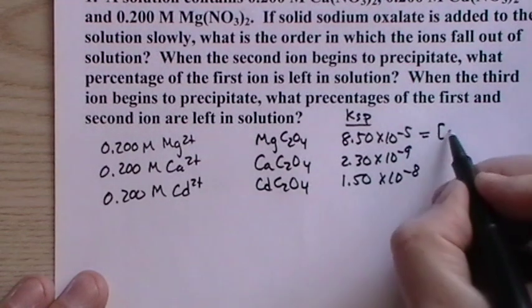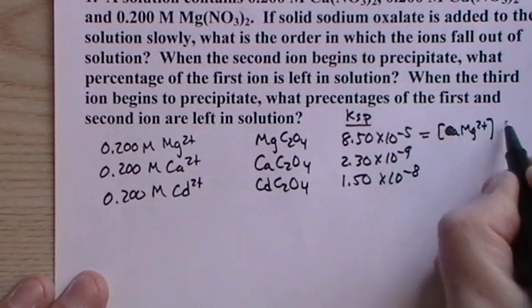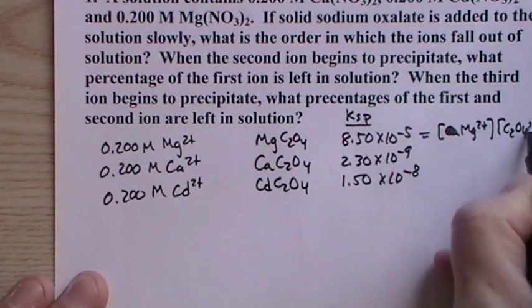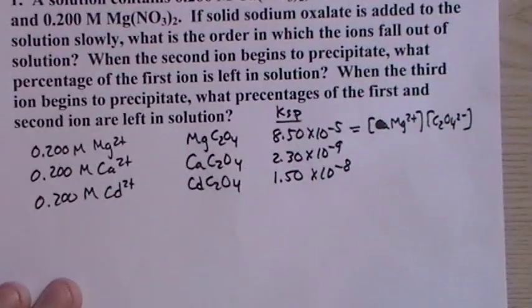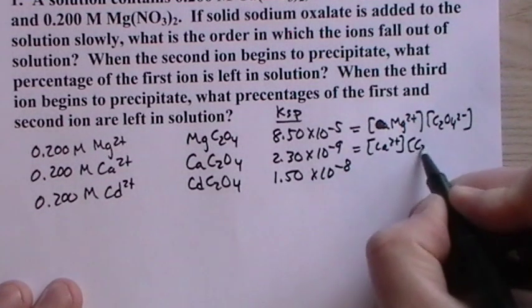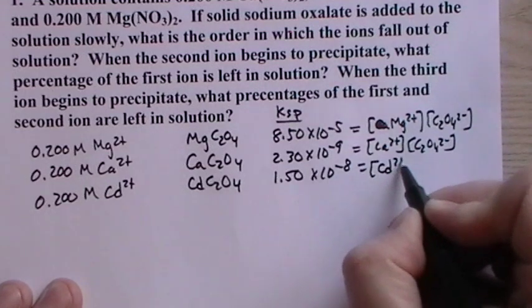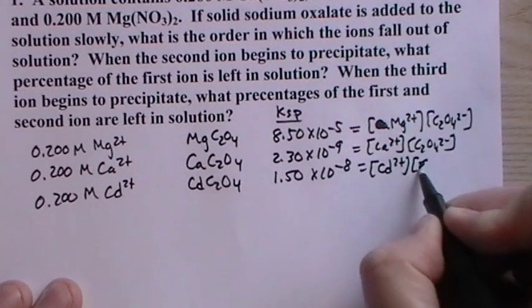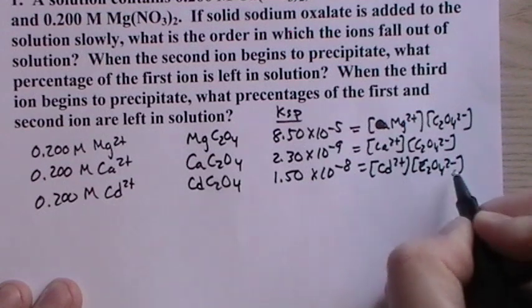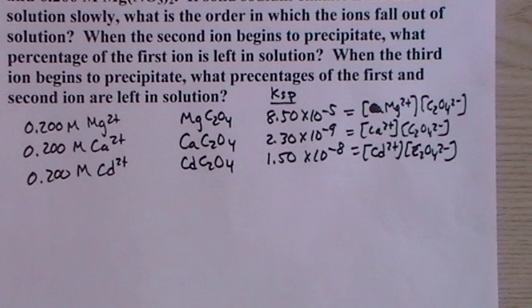And for each of these, we write out the whole expression that we'll be using. This is magnesium ion times the concentration of oxalate ion. And then this is calcium times the concentration of oxalate ion. And then this is cadmium ion times the concentration of oxalate ion. That's what they're equal to. Those are their expressions. Now the first question is, in what order do these ions fall out?